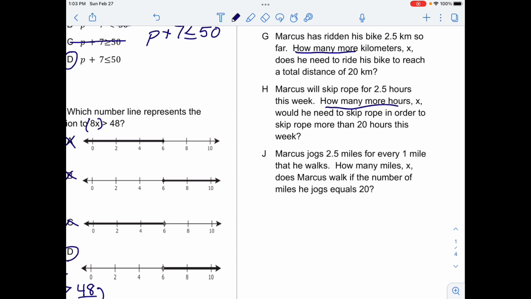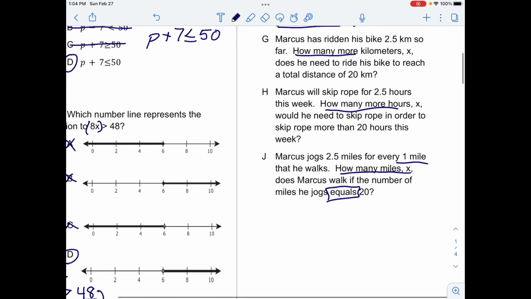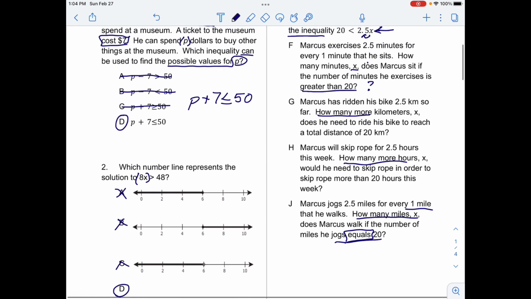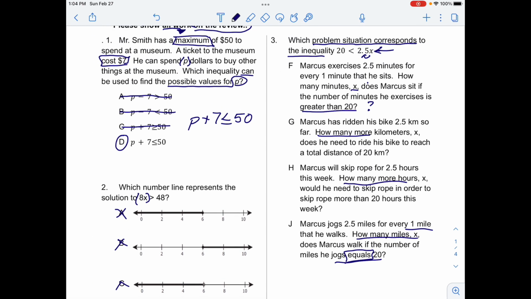Marcus jogs 2.5 miles every 1 mile that he walks. How many miles x does Marcus walk if the number of miles he jogs equals 20? So right there, that's a big hint that that would be an equation instead of an inequality. All right, so go pick your answer. Okay, so your correct answer is going to be F.